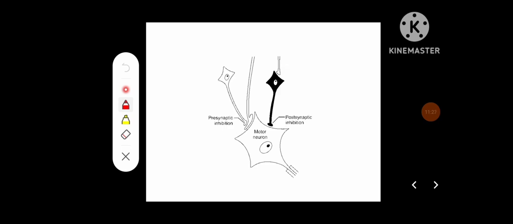Okay. So this diagram shows the postsynaptic inhibition. The postsynaptic inhibition can be direct when the interneuron secretes inhibitory neurotransmitter, or postsynaptic inhibition can occur because of the effect on the postsynaptic membrane when it is in the refractory period. Okay, so then the cell cannot be excitable.